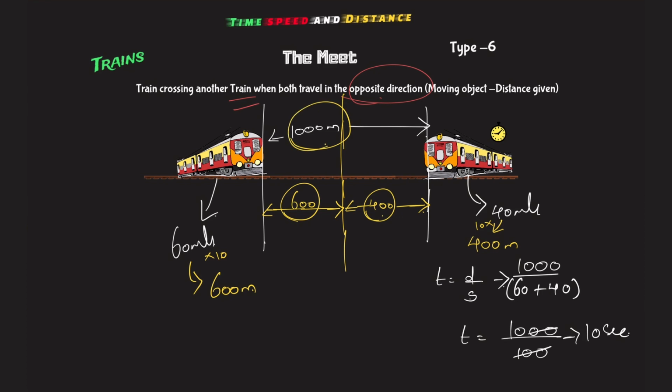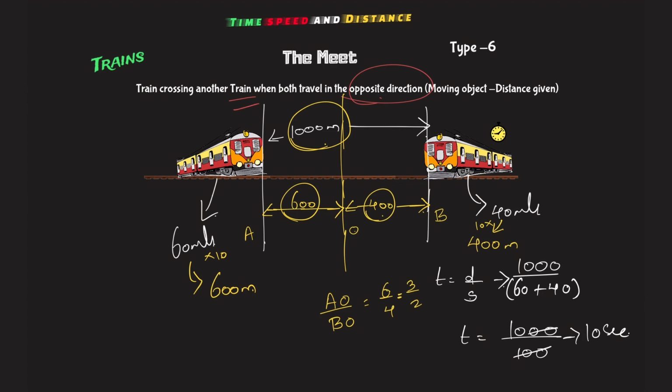Now I can just complicate the problem by saying that this is point A, this is point B, and this is point O. Point O is where they meet. So what is the ratio of AO to BO? Which is nothing but 6 is to 4, and that is 3 is to 2. As simple as that. So just know why we add the speeds when two trains travel in opposite direction.